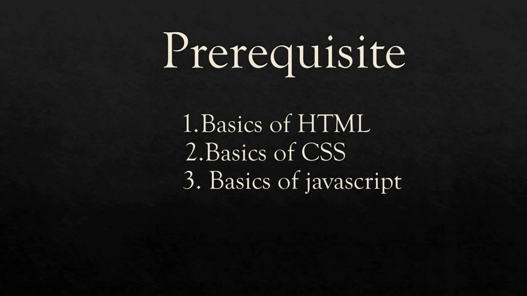But if you want to start learning React.js, you should know the basics of HTML, CSS and JavaScript. CSS is Cascading Style Sheets, and JavaScript is a simple kind of programming language. If you have an understanding of Python, you can learn it too. So you should know these three things before starting React.js.